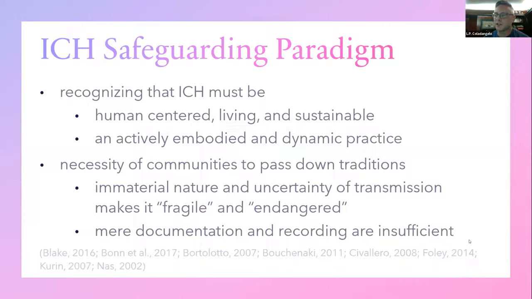Scholars have since expounded on the definition, arguing that the safeguarding paradigm emphasizes the necessity of cultural communities passing down their traditions, marked by active embodiment and dynamic practice of the heritage in each subsequent generation. Documentation and recording alone are insufficient, as the viability of an ICH within the safeguarding paradigm requires maintenance of the cultural practice to be human-centered, living, and sustainable. Safeguarding is therefore complicated by the immaterial nature of ICH and the uncertainty of its transmission, the vulnerability of it being dependent upon human and social environments, and the pressures of globalization, modernization, homogenization, and marginalization. This has contributed to the characterization of ICH as fragile and endangered.